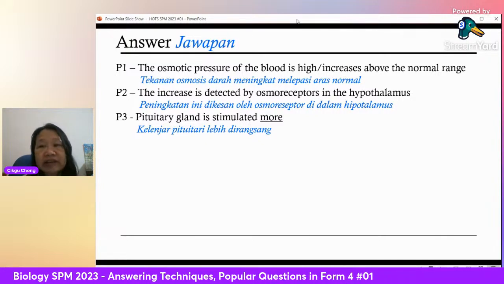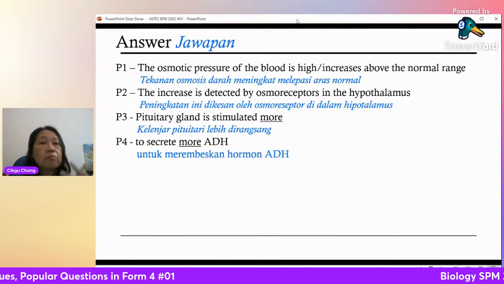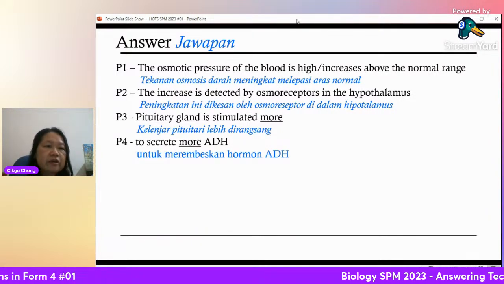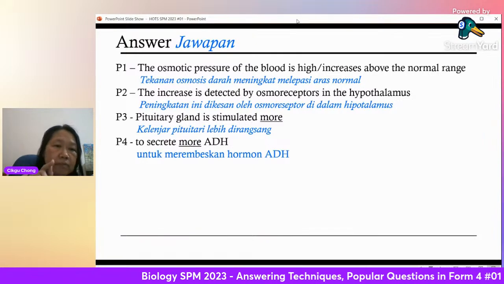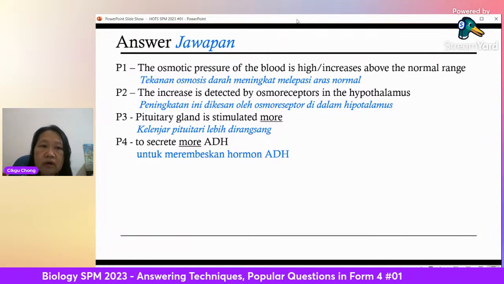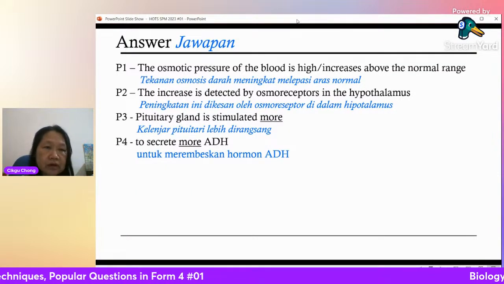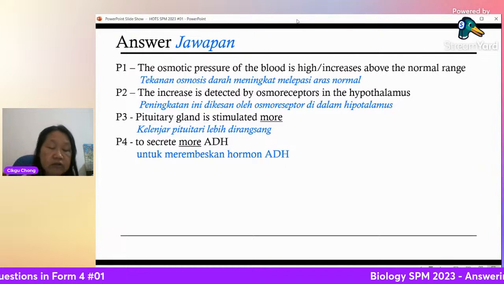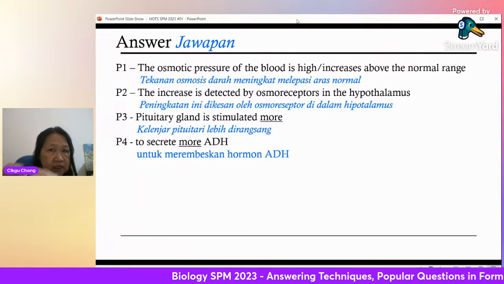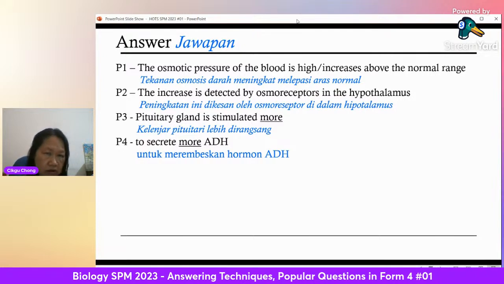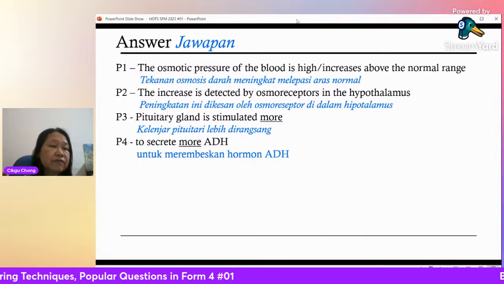Okay, so when your pituitary gland is stimulated more, it will secrete more ADH. This one you have to write the word more, secrete more ADH, or anti-diuretic hormone. This one you can write in short form. If you want to be extra safe, you write in full first, anti-diuretic hormone, then bracket ADH. Subsequently, you can write the entire essay using ADH. So secrete more ADH. What's the function of ADH?